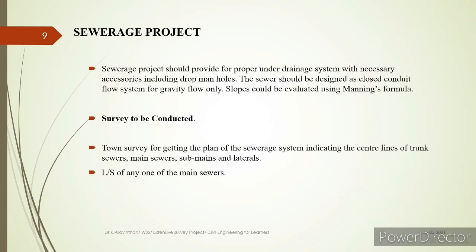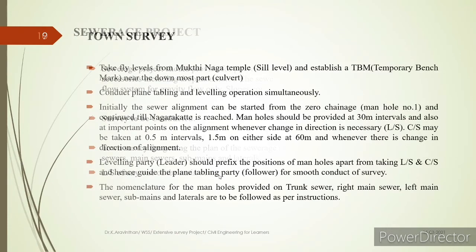Note that town surveying is for getting a plan of sewage system indicating the center line of trunk sewer, main sewer, submain and lateral. So these points have to be mentioned in that map. The longitudinal section has to be found out only for the main sewers.